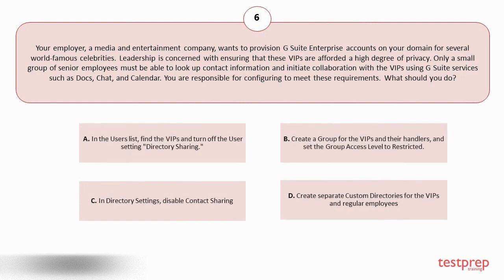Your options are: A. In the users list, find the VIPs and turn off the user setting directory sharing. B. Create a group for the VIPs and their handlers, and set the group access level to restricted. C. In directory settings, disable contact sharing. D. Create separate custom directories for the VIPs and regular employees. The correct answer is option B.